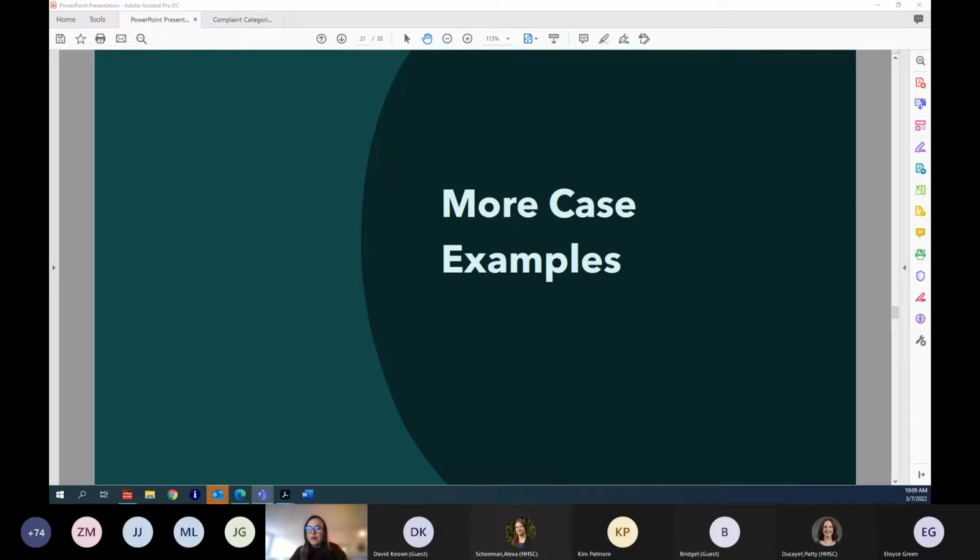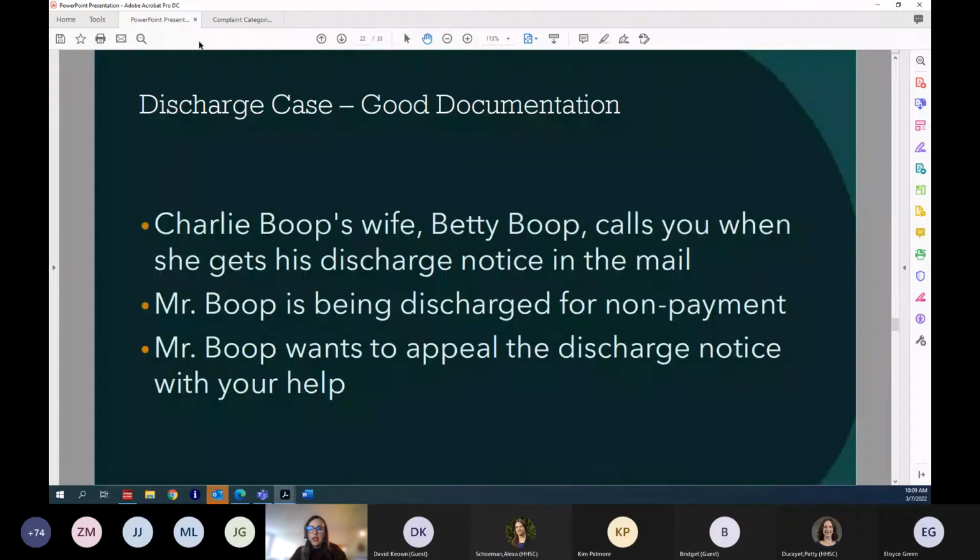I am Sarah Kimber, your Ombudsman Nursing Facility Specialist, and we thought it would be helpful for everyone to see another case example. So Patty, you can go to the next slide. And I am going to show y'all a discharge case in WellSky, and I'm going to start with good documentation.